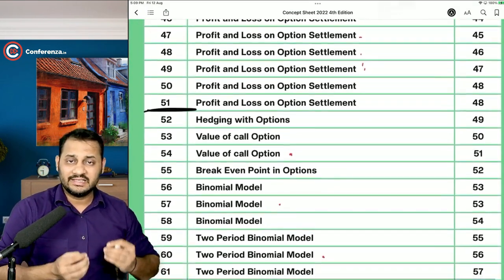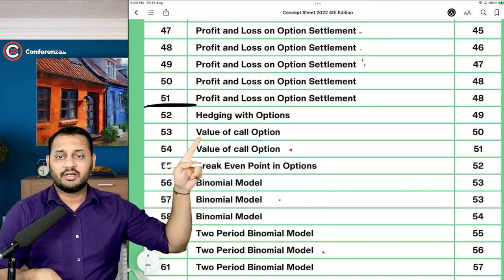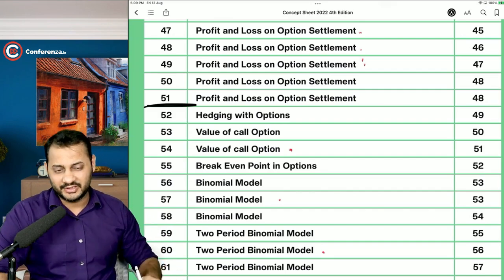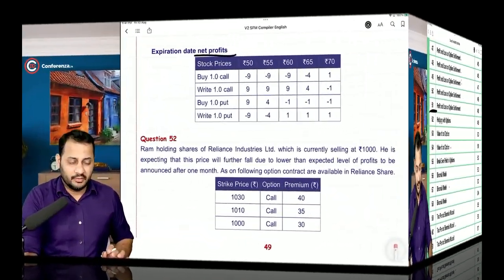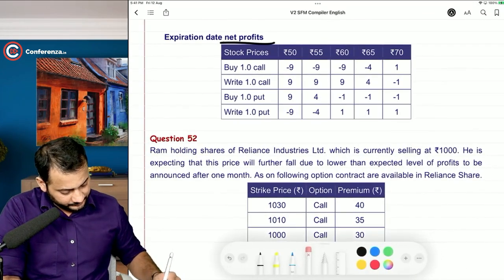Now we will be seeing how to do the hedging with the option. Then we will try to calculate the value of the call option as well. So let me take a break and I will be back within 5 minutes. So welcome back everyone after this break, and now we have this question. This question is related to hedging with options.